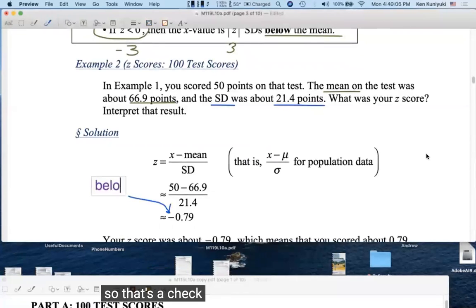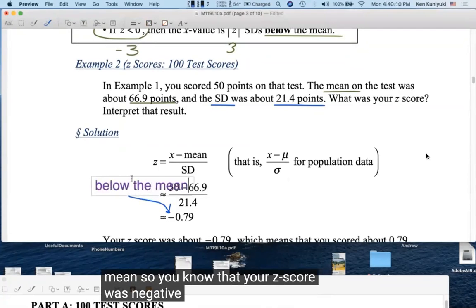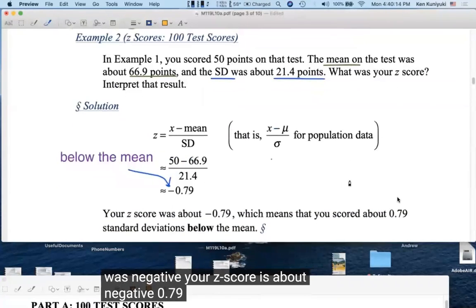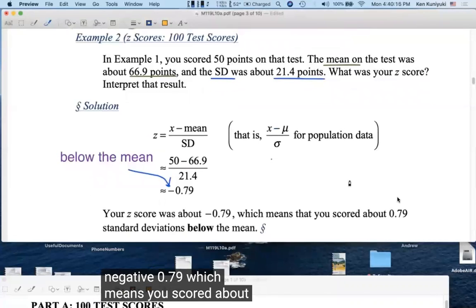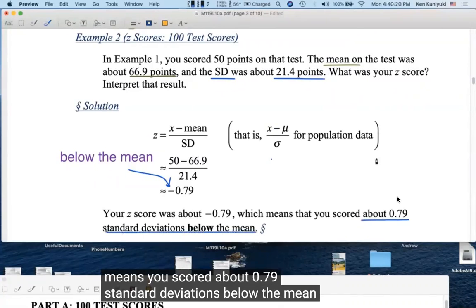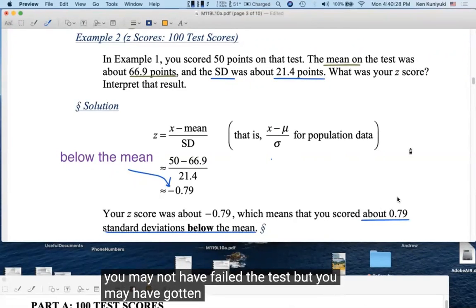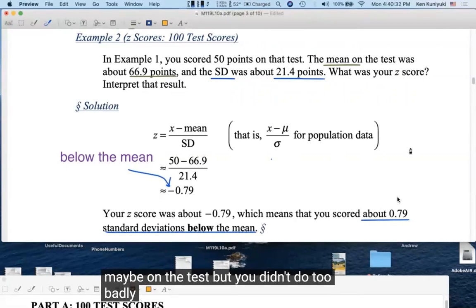Notice it's negative. You scored below the mean. So that's a check. So you know that your z-score was negative. Your z-score is about negative 0.79, which means you scored about 0.79 standard deviations below the mean. So if the grades are curved, you may not have failed the test, but you may have gotten a C or a D maybe on the test. But you didn't do too badly.